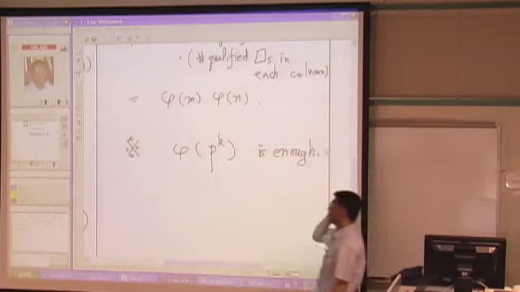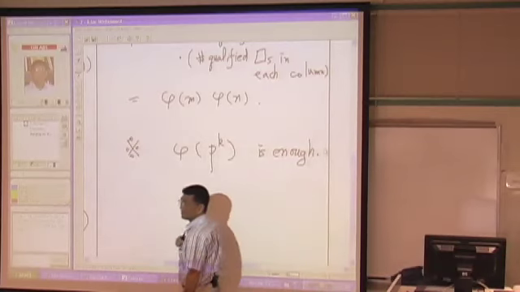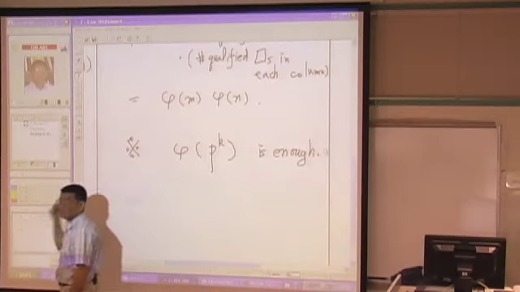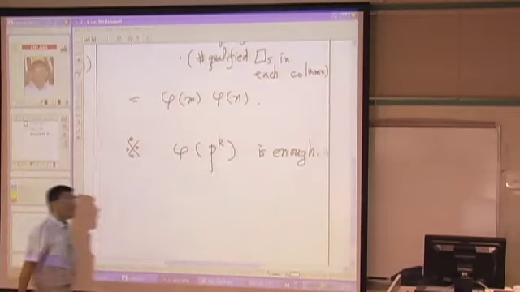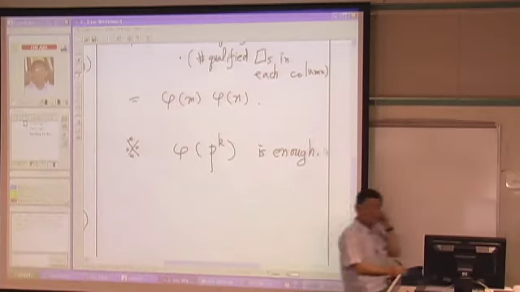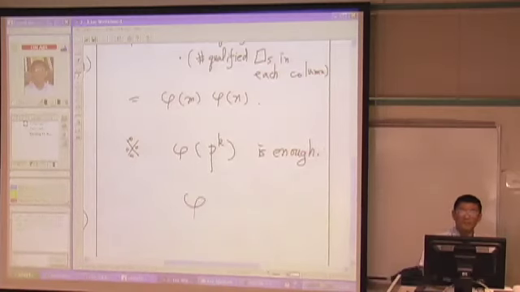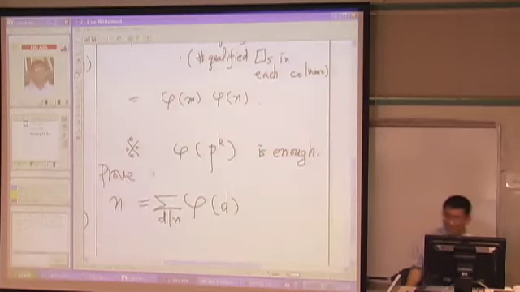So when you are asked to solve something, remember, it's because it's multiplicative, you can use phi of p^k. So one thing that I want to prove is this: if you add phi of d for all divisors d of n, then it is n. Prove it. So this is the question.